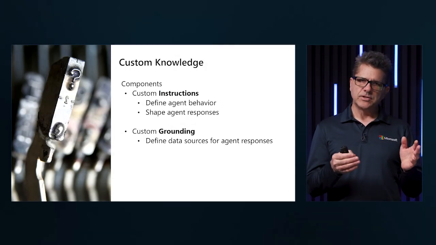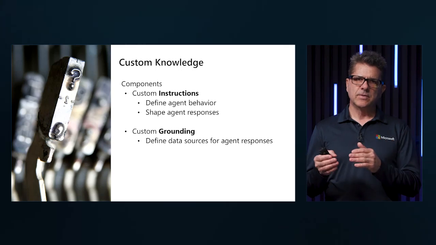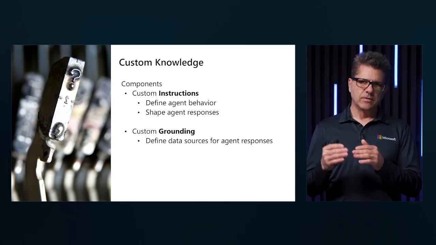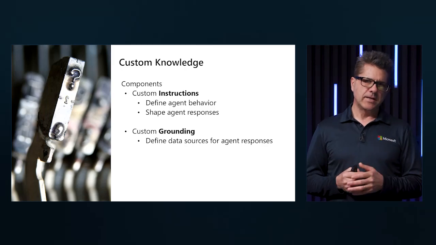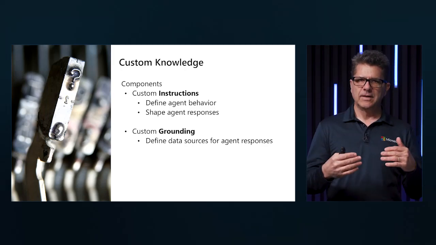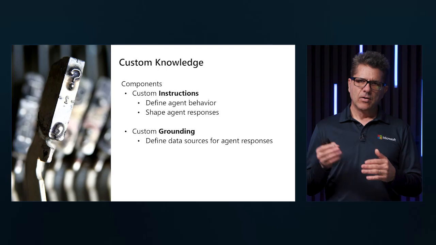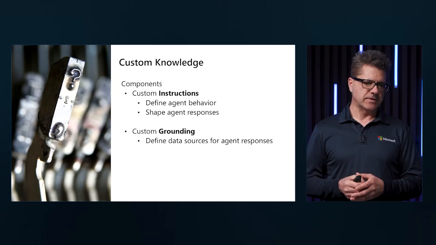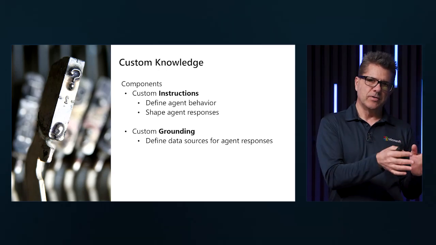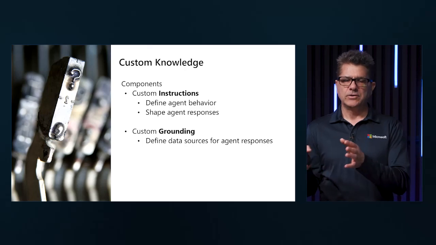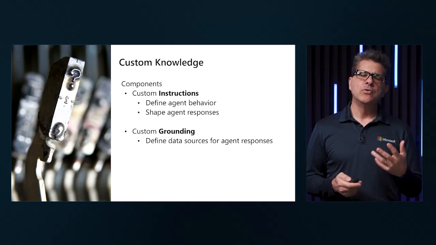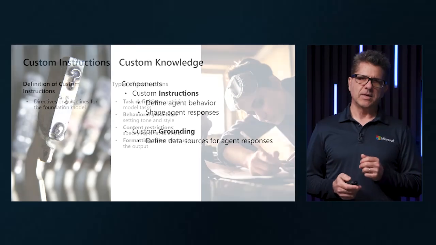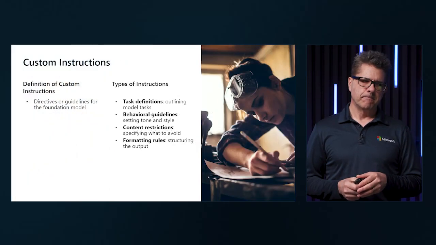Now, the custom knowledge includes custom instructions to be defined. So in this case, for my agent, I will define what are the instructions that I want to do, the behavior and the custom grounding to define the data sources. So if I'm going to ground my agent on a document, a website, or a SharePoint, or a location, I need to know this in advance in order to begin that process.